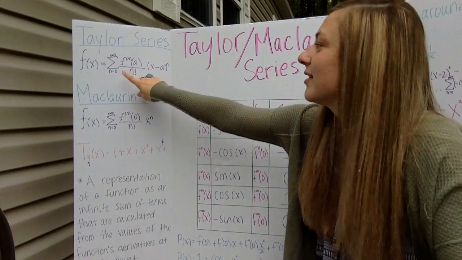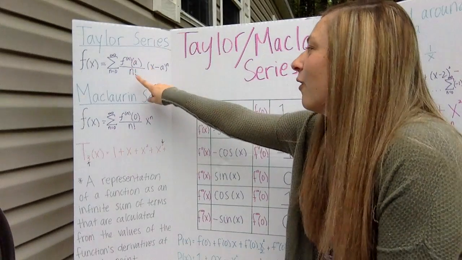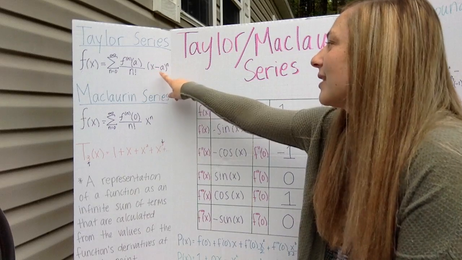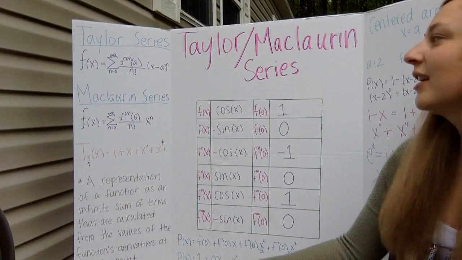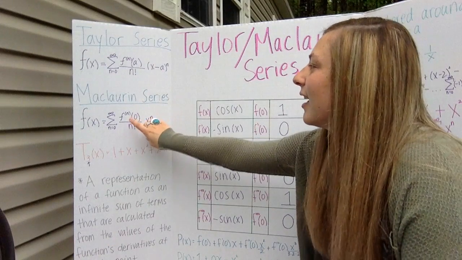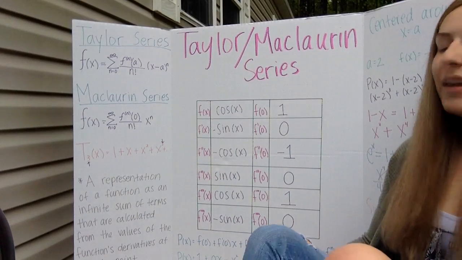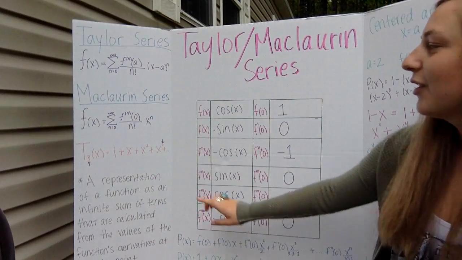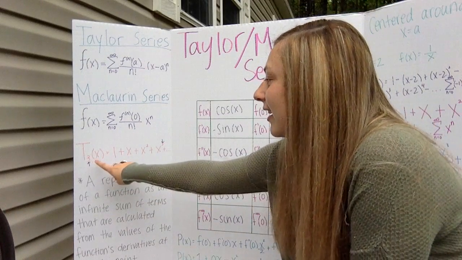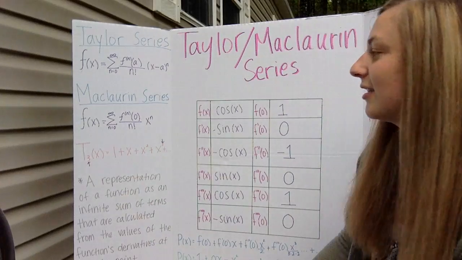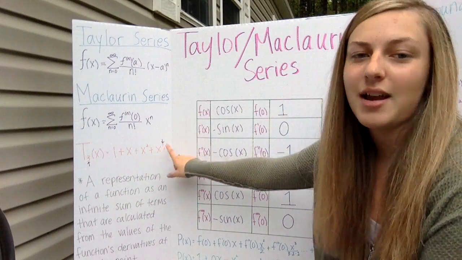f of x equals the sum from n equals 0 to infinity of the nth derivative of the function at a over n factorial times (x minus a) to the n. Maclaurin series notation is the same except the function and the derivatives are both at 0. This shows that the notation can be told by degree. This is the third degree Taylor series, so that means that you're going to go all the way out until the third degree polynomial, which is x to the third.